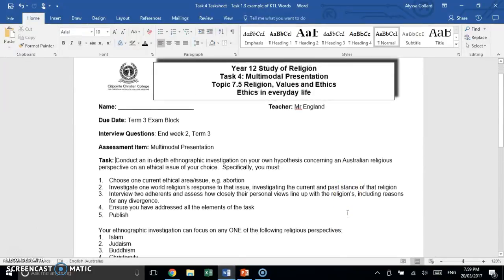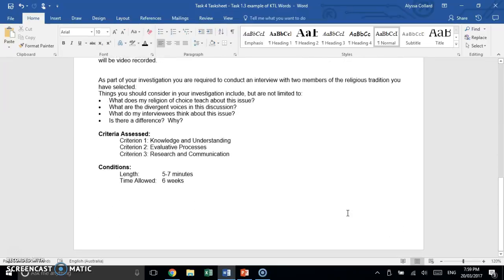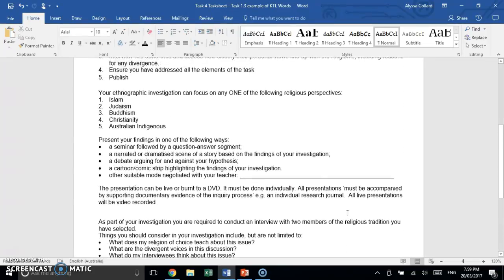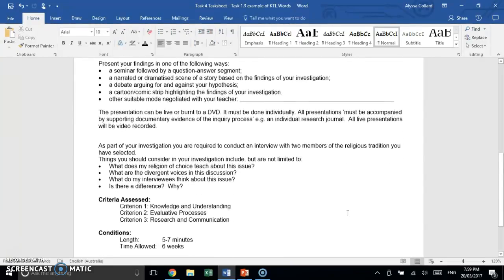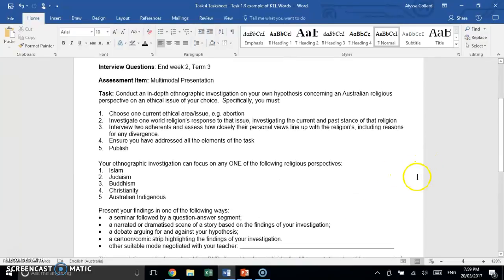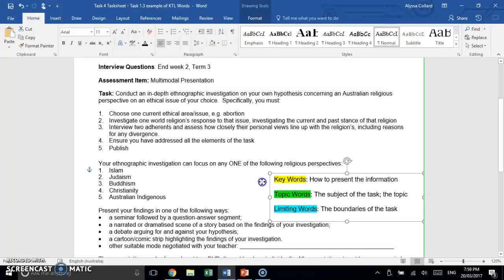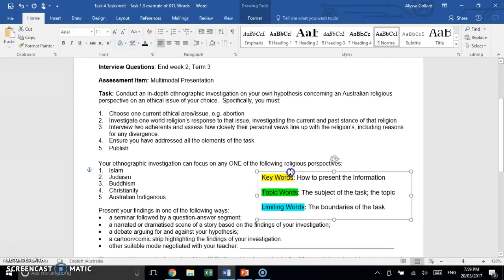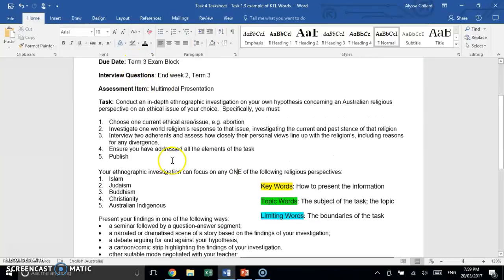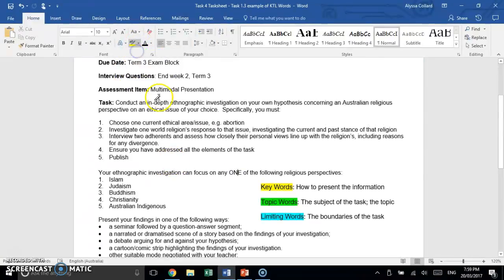Here's an example of a task sheet. At first glance, it's hard to tell exactly what the task entails due to the volume of instructions. Let's try to clarify the task by highlighting the three types of words with three different colours, starting with keywords. Now remember that keywords tell us how to present the information. So we'll start with multimodal. This is going to be a multimodal presentation.